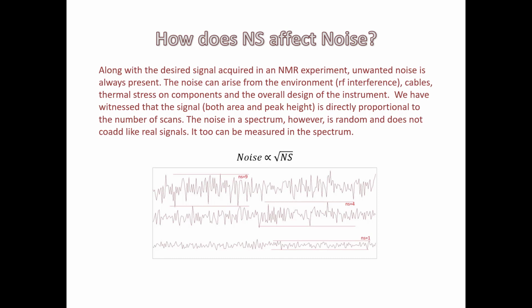So, knowing that and the fact that signal is proportional to the number of scans, we see that signal to noise ratio is also proportional to the square root of the number of scans. With that in mind, let's take a look at some data and see if we can measure these different qualities.